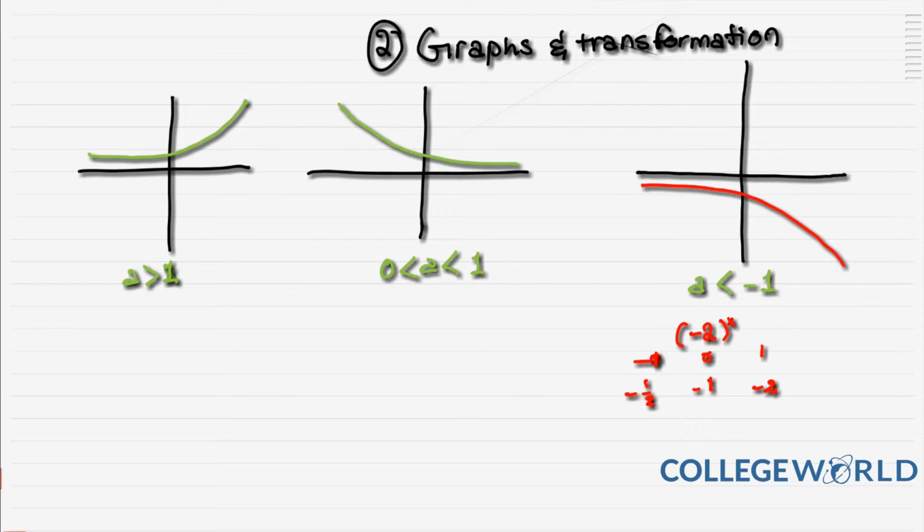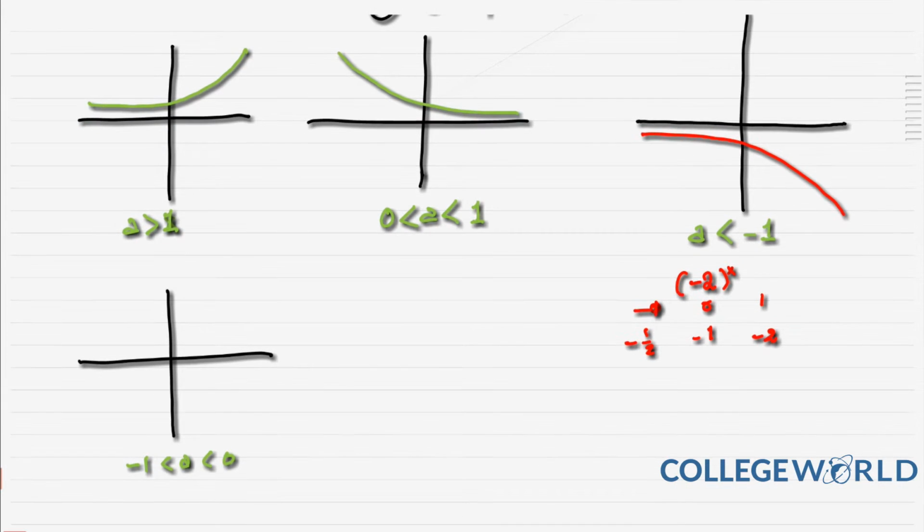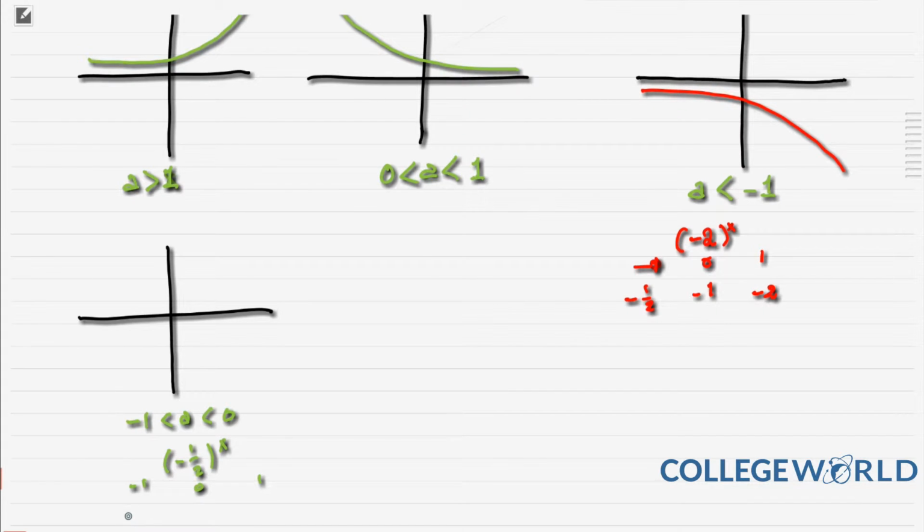So as you see, it's just simply the reflection in the x-axis from our first graph. And if instead it's a fraction, so if we're talking about a between -1 and 0, then we're talking about negative half to the power x, and if x is -1, 0, and 1, then this is going to be -2, this is going to be -1, and this is going to be negative half. And it's going to look something like this. So again, it's just a reflection on the x-axis from the original one. And this is what happens when your a is negative.